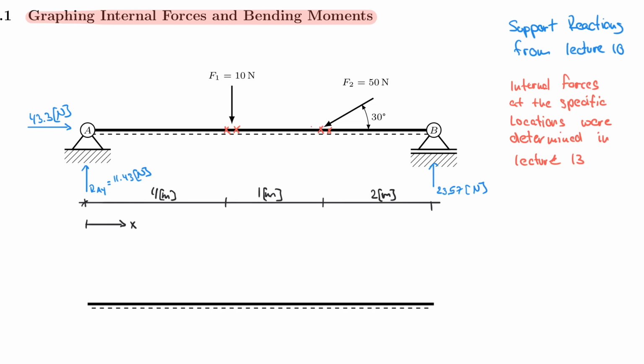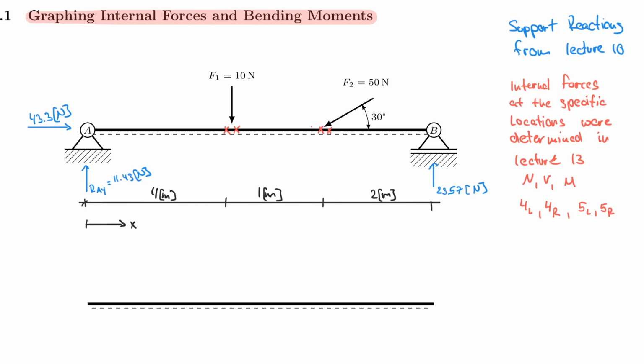Please remember that what we calculated were the values for N, V, and M: normal force, shear force, and the moment. We did that at the specific locations of 4 meters to the left, at 4 meters to the right, at 5 meters to the left, and at 5 meters to the right.